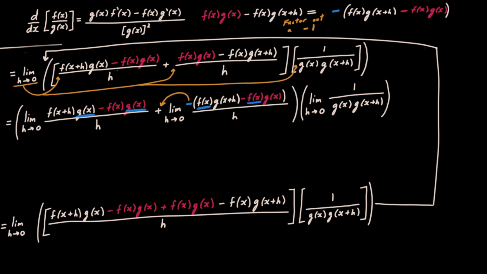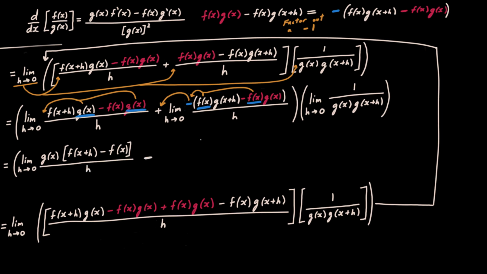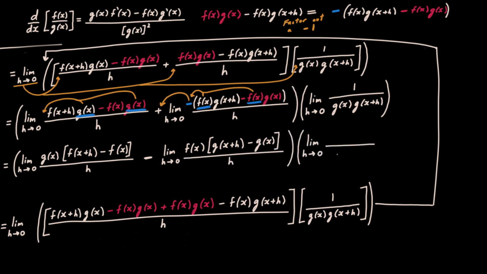Notice that in that first fraction, there's a g of x common to the numerator. In the second one, there's an f of x common to the numerator. So I can yank them out front. I can just factor them out like so. It's nothing other than algebra, with admittedly nasty looking terms, but they can grow on you. They're quite pretty in their own way.